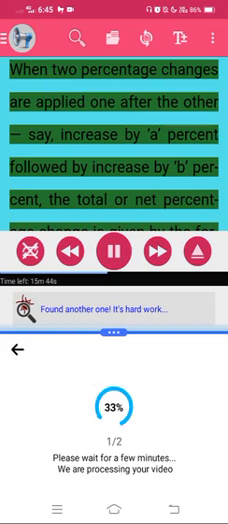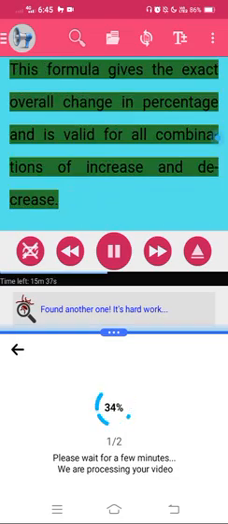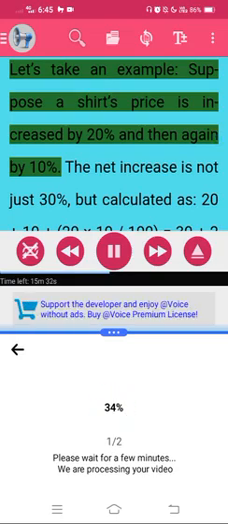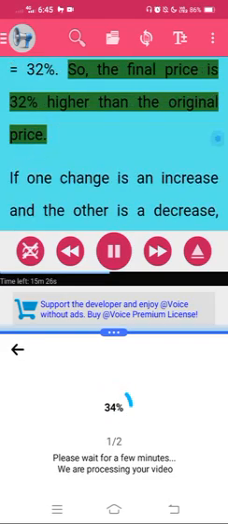When two percentage changes are applied one after the other, say, increase by a percent followed by increase by b percent, the total or net percentage change is given by the formula: net change equals a plus b plus ab/100. This formula gives the exact overall change in percentage and is valid for all combinations of increase and decrease. Let's take an example. Suppose a shirt's price is increased by 20% and then again by 10%. The net increase is not just 30%, but calculated as 20 plus 10 plus (20 times 10)/100 equals 30 plus 2 equals 32%. So, the final price is 32% higher than the original price.